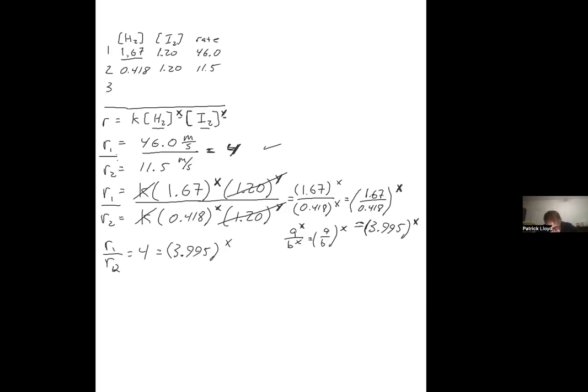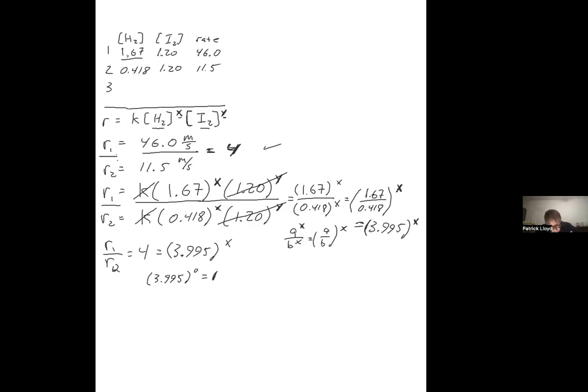If I take 3.995 and I raise it to the 0, that's equal to 1. And so if I was going to allow x to be 0, that's certainly not equal to 4, so that wouldn't work. We know that x can't be 0, because if it was 0, we would have 1 equals 4, and that's impossible.